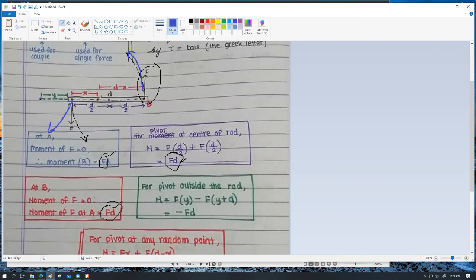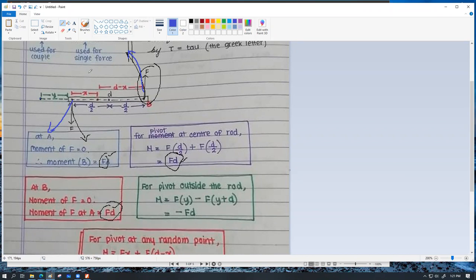So they are not essentially producing moment in the same direction. The force working at location A is producing a clockwise moment. This one is producing an anti-clockwise moment. And just by looking at this figure, we can very easily understand that between these two moments, this moment is going to be far bigger compared to this moment. Because the two forces are exactly equal.